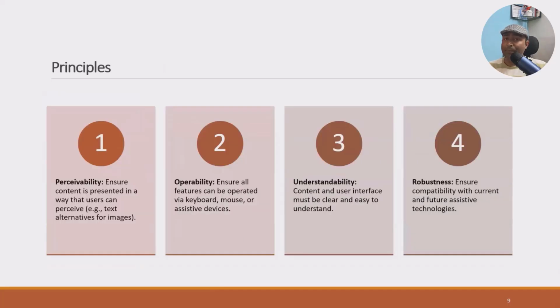So what principles can we think through when we are using accessibility? There are a total of 4 principles available for accessibility: perceivability, operability, understandability, and robustness. When we are talking about perceivability, what does it mean? This ensures content is presented in a way that users can perceive.